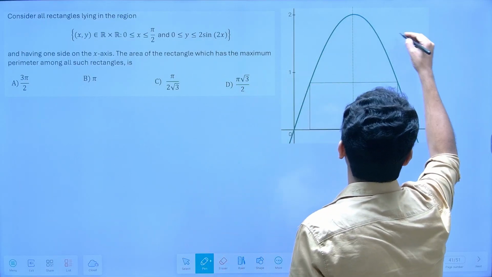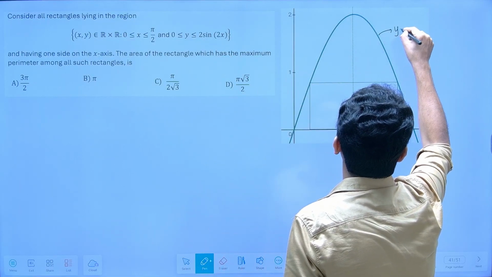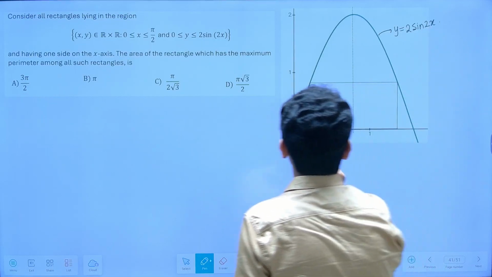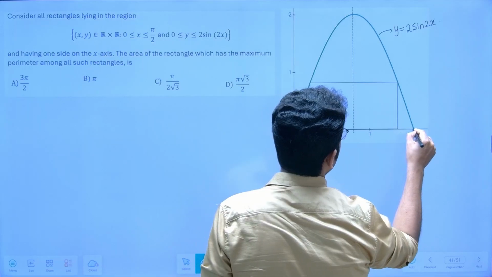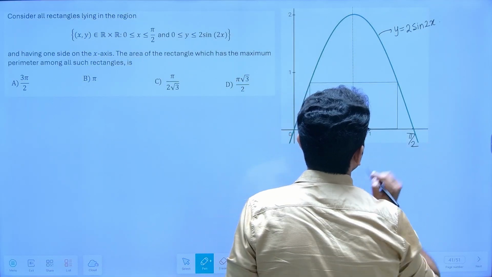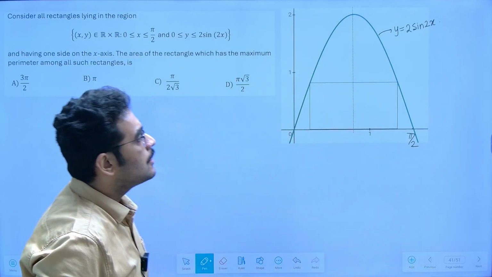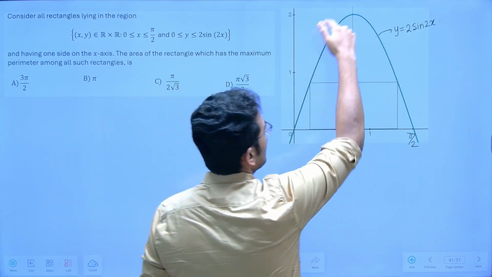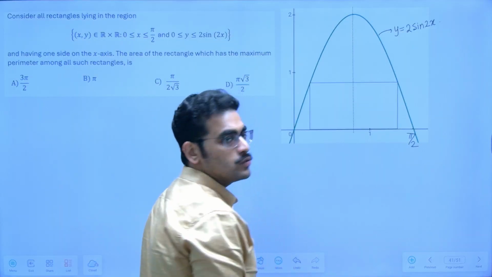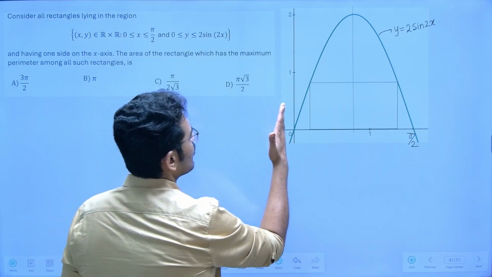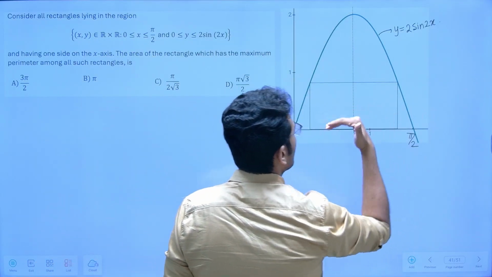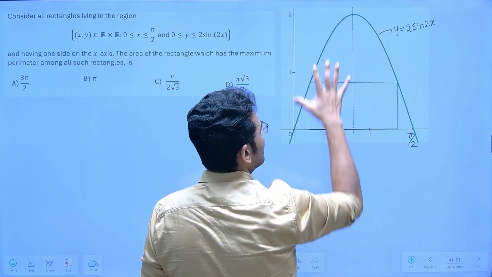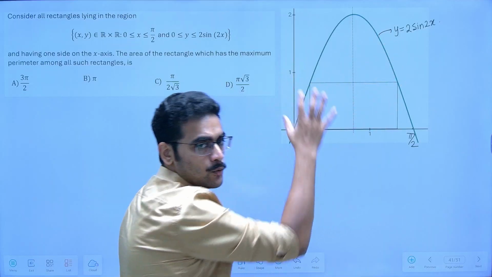So I have drawn the graph of y equal to 2 sine 2x and x is varying from 0 to pi by 2. Okay, so that is half of the periodic interval of the graph of 2 sine 2x. So x is varying from 0 to pi by 2 and y is varying from 0 to 2 sine 2x. So we are taking all values within this particular region within the graph.